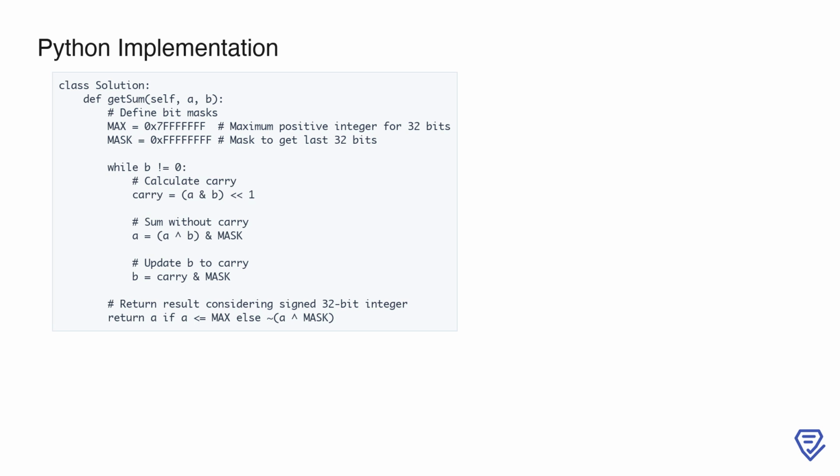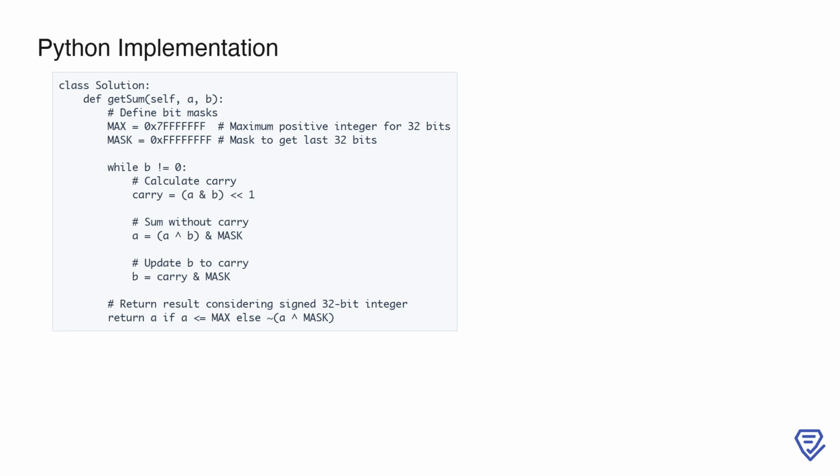1. Bit mask definitions. Two constants are defined. MAX is 0x7FFFFFFF, representing the maximum positive value for a 32-bit signed integer. This value helps handle signed integers correctly. MASK is 0xFFFFFFFF, a 32-bit mask used to limit operations to the lower 32 bits, ensuring correct behavior for negative numbers.